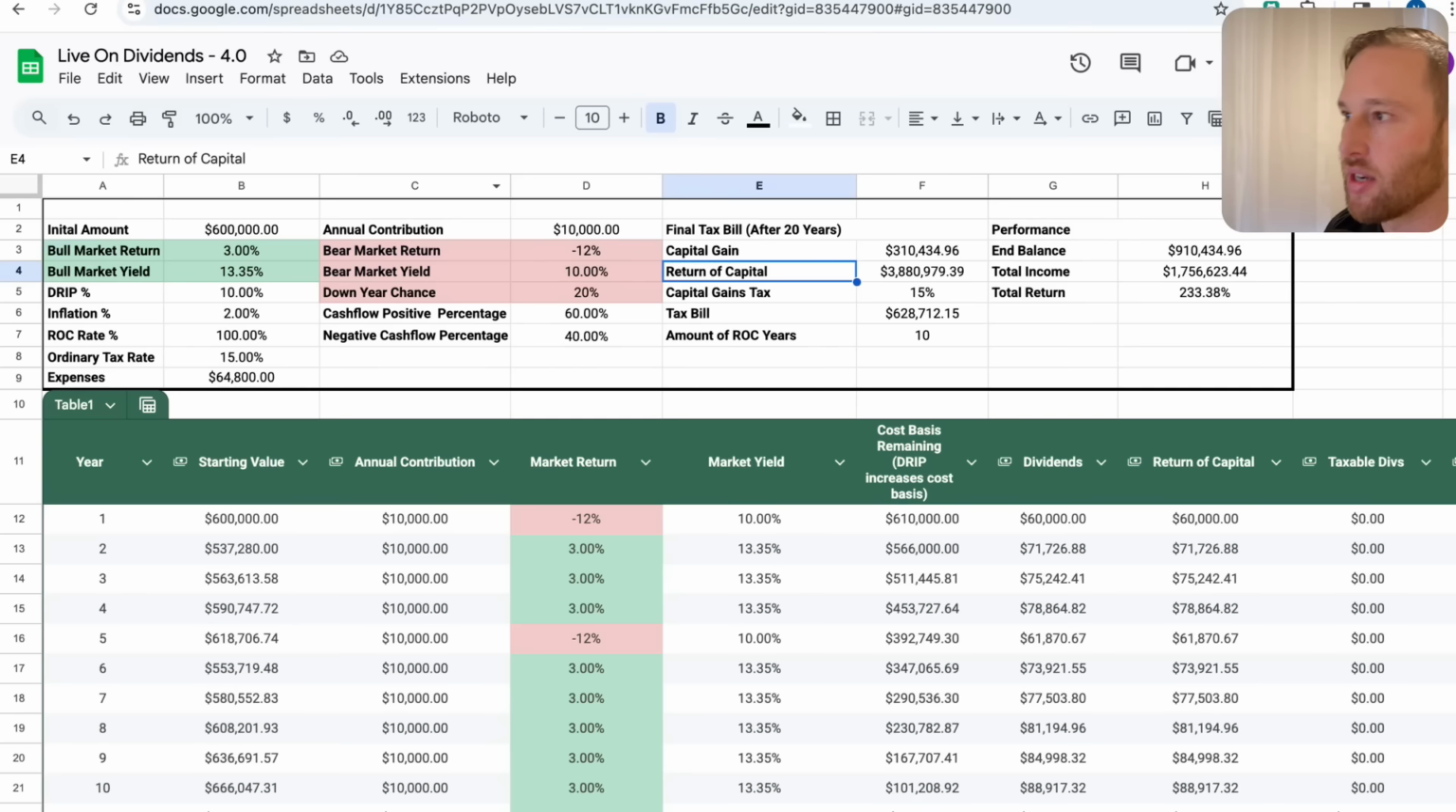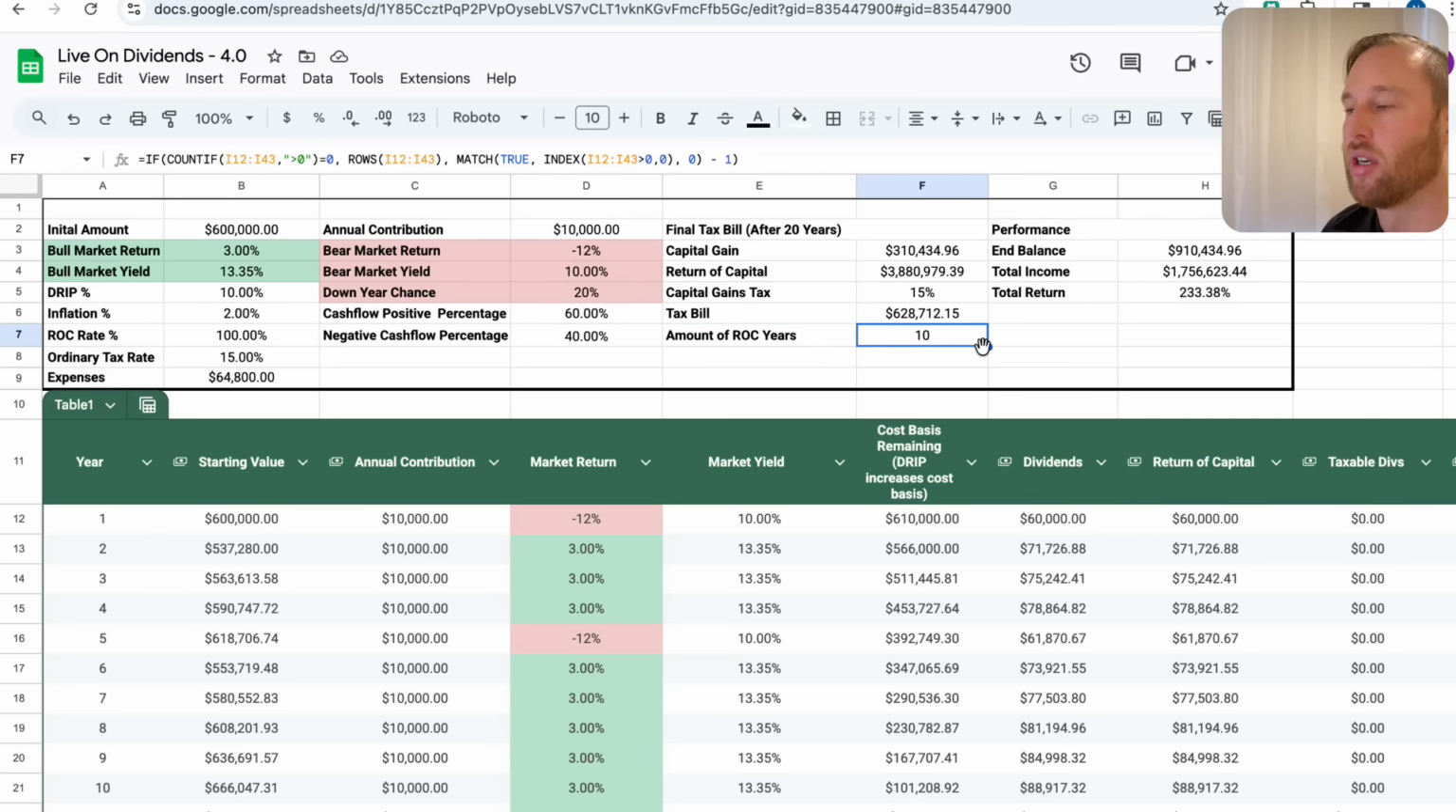Okay. All right. So the next step after 20 years, we have our capital gains after 20 years. We have a return of capital amount. And then we have our tax bill, in this case, 600K. And this is the ROC years, as I said, the amount of years that we'll have return of capital benefits.